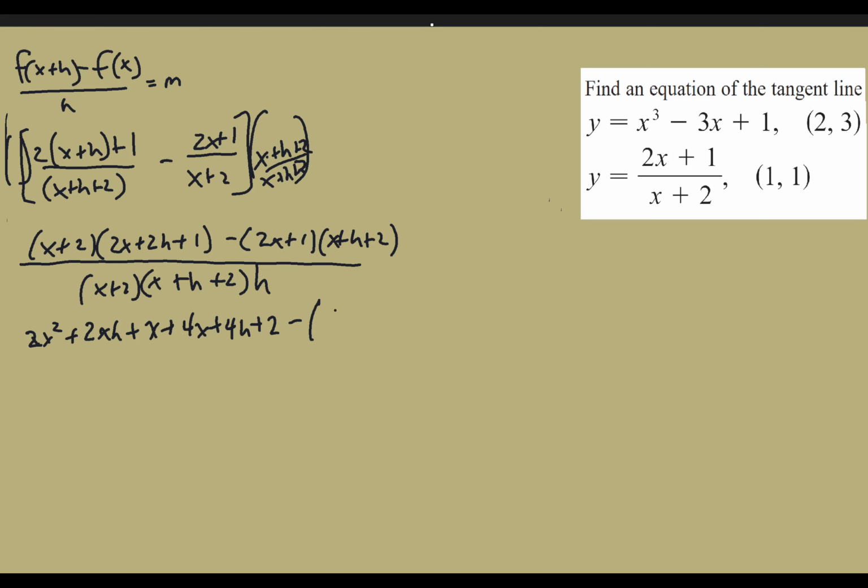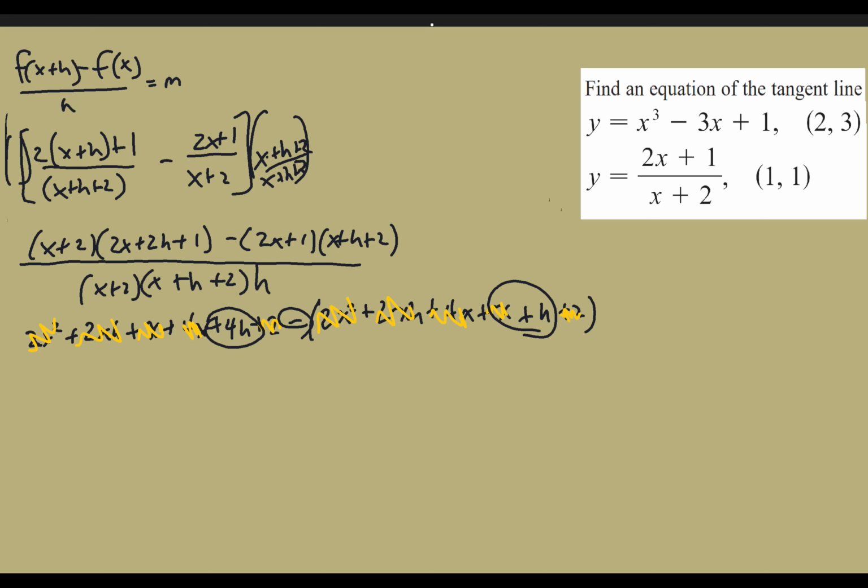minus, I'm going to do it all inside here, (2x squared plus 2xh plus 4x plus x plus h plus 2). And we hope, then the denominator will go back in a second. Let's hope some of this cancels out. The 2x squared there, we have a minus 2xh here, we have an x here, we have a 4x here, and I have a minus 2 and a 2. So on the top, what I'm going to get is a 4h and a minus h.